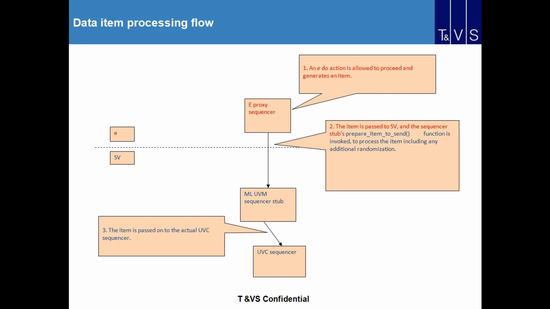So prepare item to send is a function invoked inside this stub to process the item, including any additional randomization, which may be taken care of specially in the SystemVerilog world. Now this multi-language sequencer stub passes the item to the UVC sequencer, which in turn is handled like a normal SystemVerilog UVM flow.